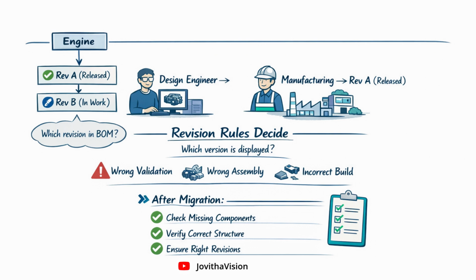If a design engineer opens it, they may want to see the latest version, which is revision B. If manufacturing opens it, they may need the released version, which is revision A. This decision is controlled by revision rules. So, revision rules decide which version of a component should be displayed in the structure. Why is this important? Because showing the wrong revision can lead to wrong validation, wrong assembly, and incorrect product build.